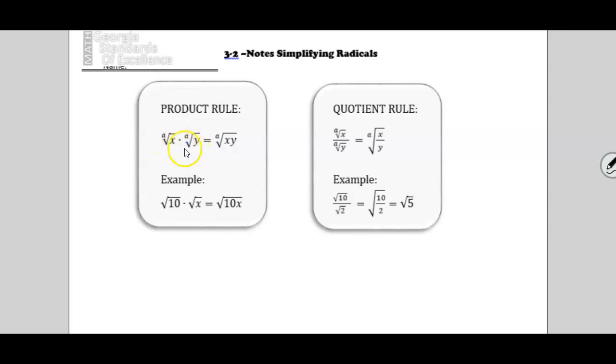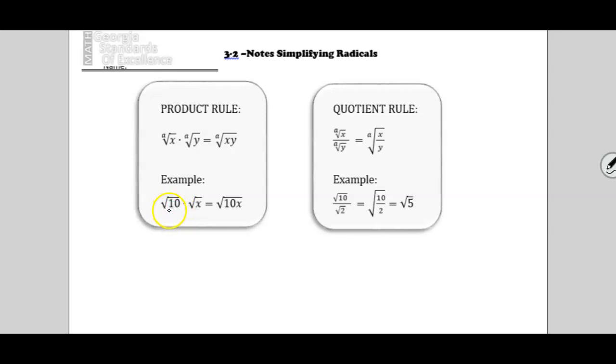Notice that we have two radicals with the same index. It has the same index, so they can both be square roots, third roots, cube roots, fourth roots, fifth roots, etc. If it's the product of two radicals that have the same index, you can combine or multiply the terms underneath the radical. So right here, the nth root of x times the nth root of y equals the nth root of x times y. And here's an example right here.